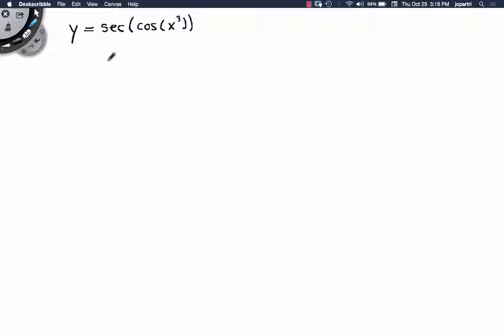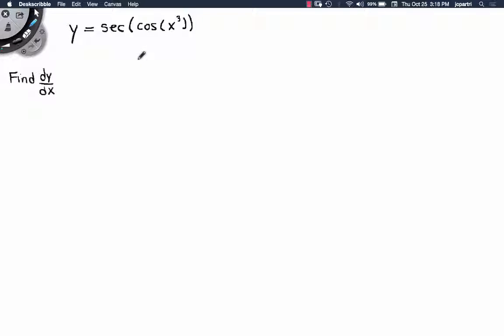So if you don't have this written down, I want you to get a sheet of paper and a pencil, pause the video, and write this down. What we want to do is find dy/dx.